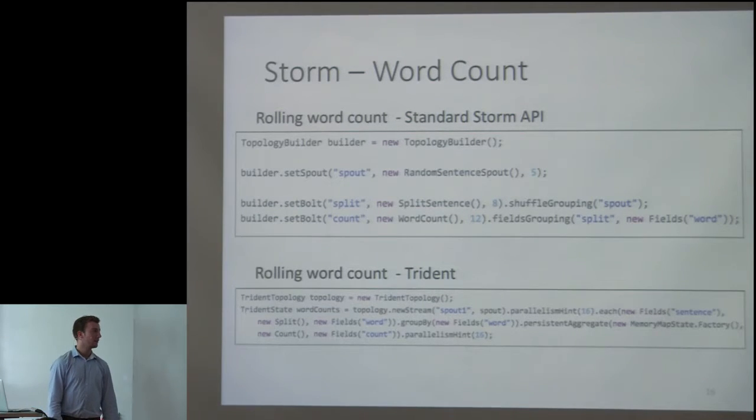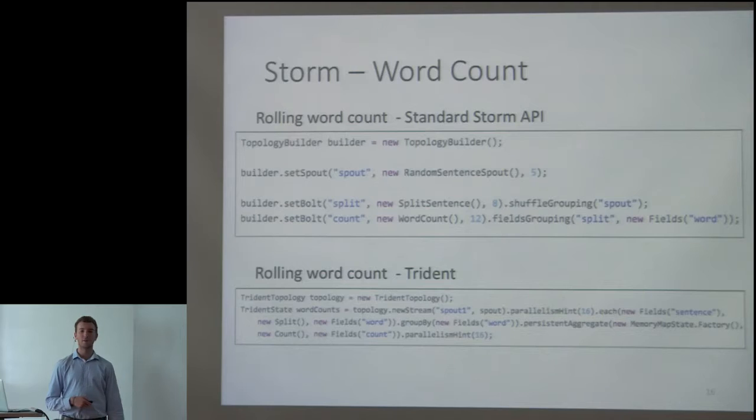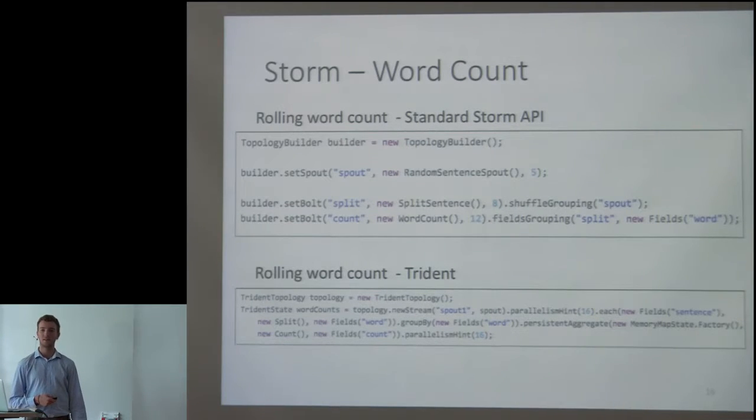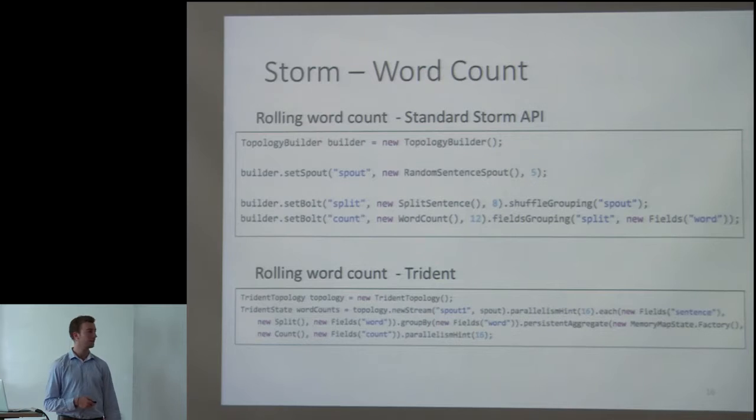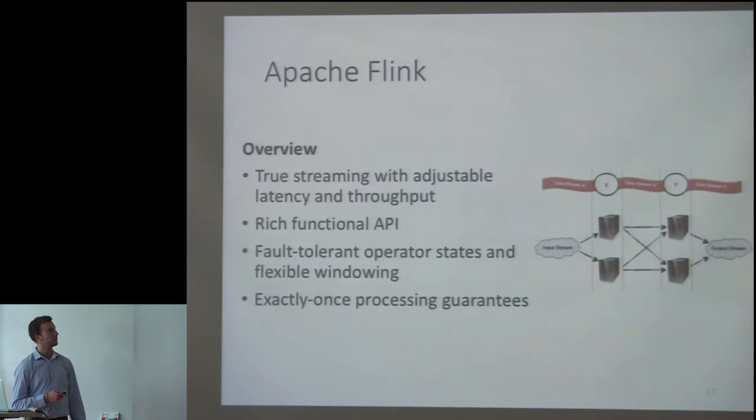Alternatively, one can use the Trident API, which provides a more functional approach. Unfortunately, Trident never got really popular, so I don't think they're spending too much effort on further developing it. Here we can see the same approach that we find on systems like Flink and Spark, where we create streams and apply higher order functions to transform these streams. All right, that's it about Storm. I'm going to move to Apache Flink.